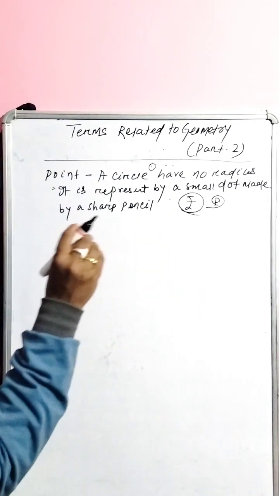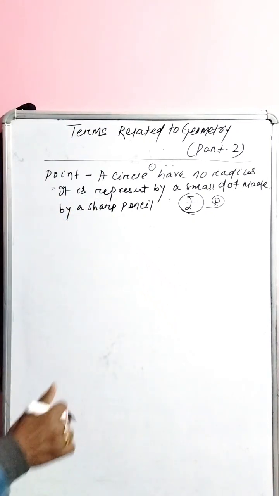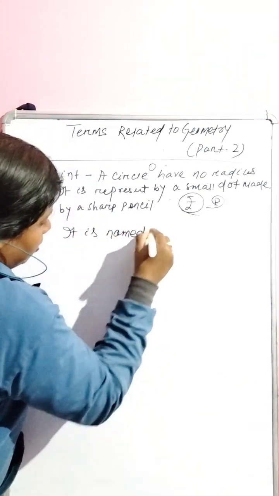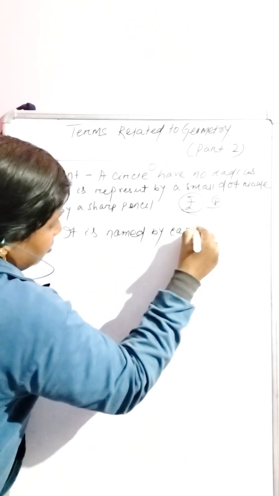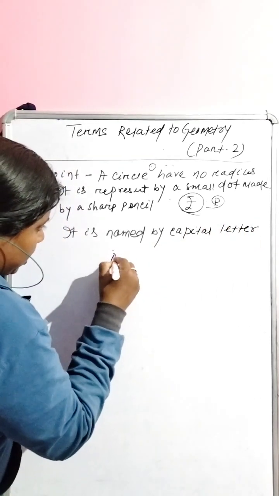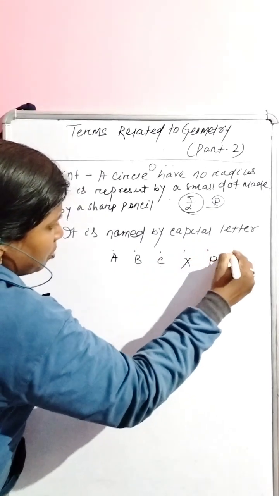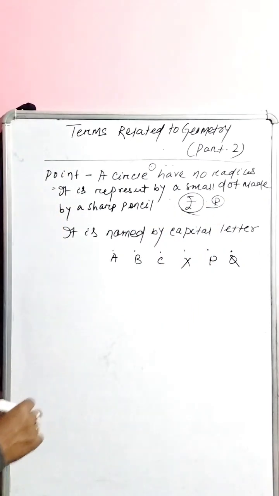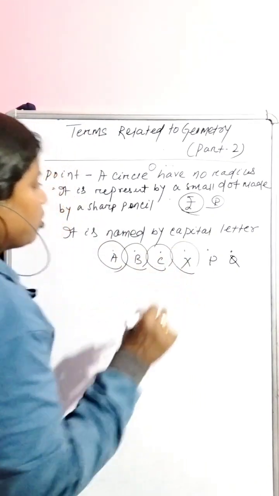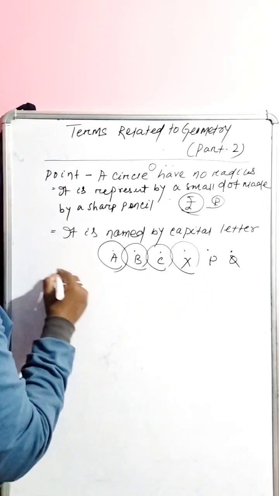A point is named by a capital letter. That means point A, point B, point C, point X, point P, point Q. Any capital letter can be used to represent or name the point.